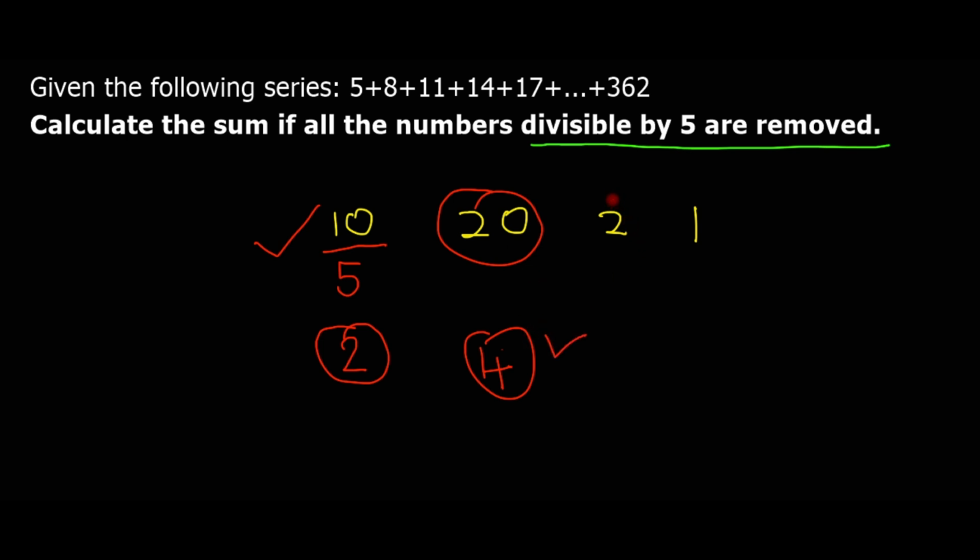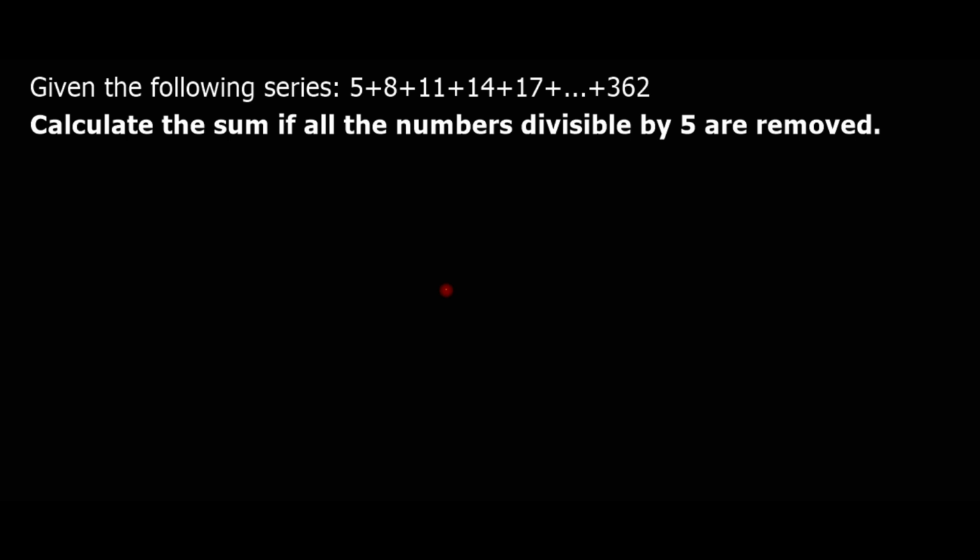But what if you say 2 divided by 5? It will give you decimals. So this means 2 is not divisible by 5. And then if you say 1 divided by 5, it will also give you decimals. So it means 1 is not divisible by 5. So now let's see how we are going to do this question.